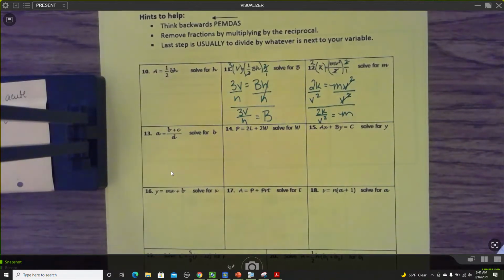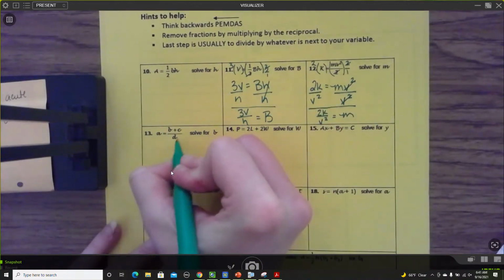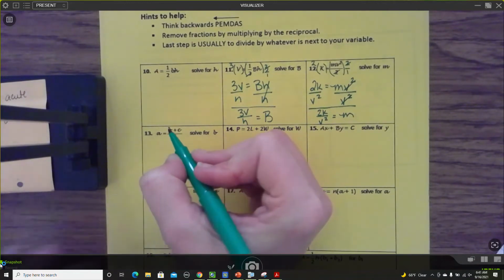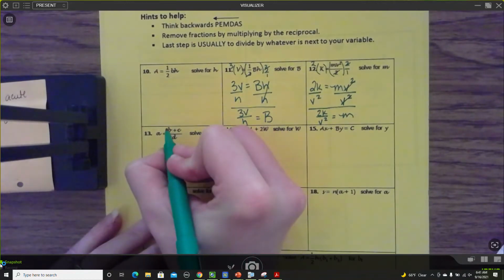All right, number 13, solve for B. So again, I want to get rid of this D first. So I can multiply both sides by D.